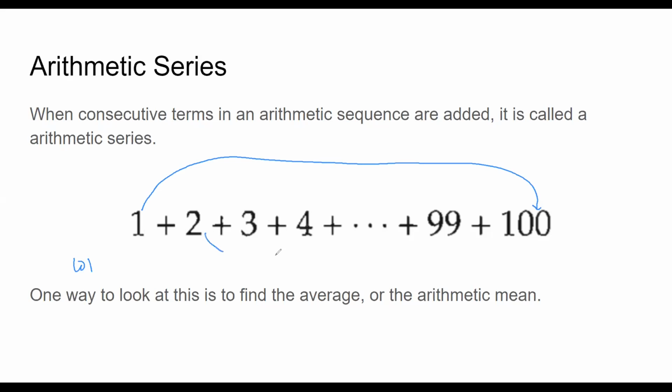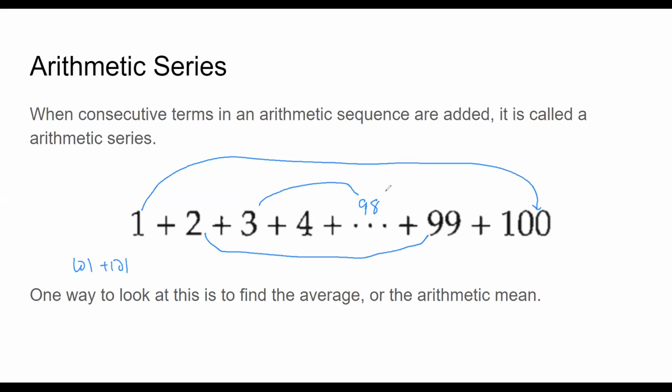If we pair this one to this one, we get again 101. And basically every time we pair here, 3 would be with 98, and then that would be 101. So we have a bunch of these 101s. And how many 101s do we have?